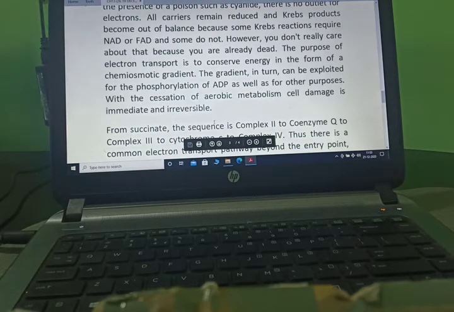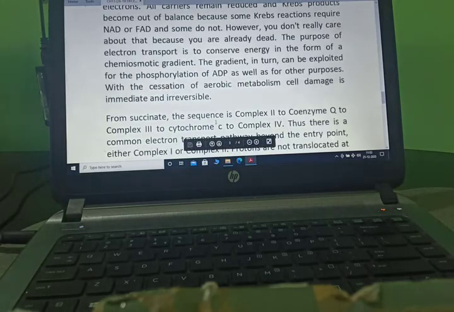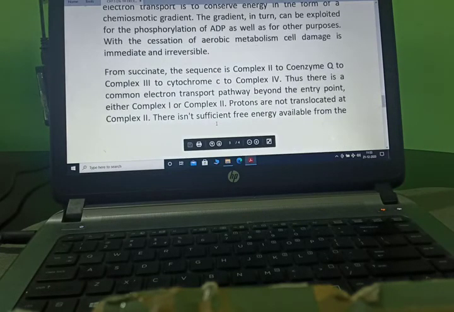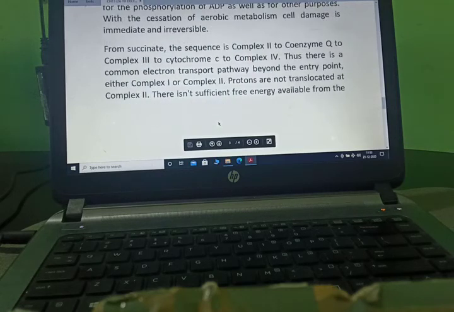The purpose of electron transport is to conserve energy in the form of a chemiosmotic gradient. The gradient in turn can be exploited for the phosphorylation of ADP as well as for other purposes. For succinate, the sequence is complex 2 to coenzyme Q to complex 3 to cytochrome C to complex 4. Thus, there is a common electron transport pathway beyond the entry point.